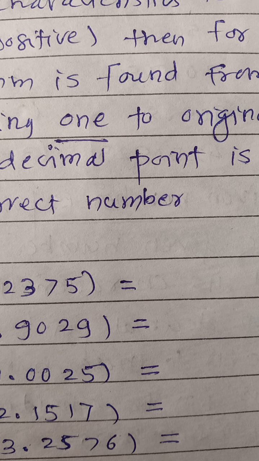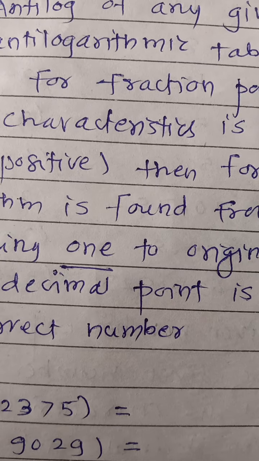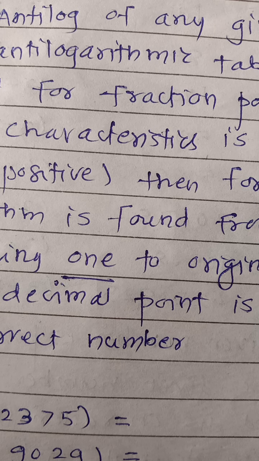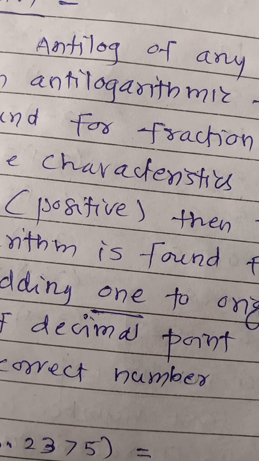So in order to find the anti-logarithm of any given log, for the fractional part, that is for the mantissa of that log, we will find the anti-logarithm from the anti-logarithmic table. Then in order to decide the place of the decimal point, in the original characteristic we will add 1 and then we will get the correct place of the decimal point.